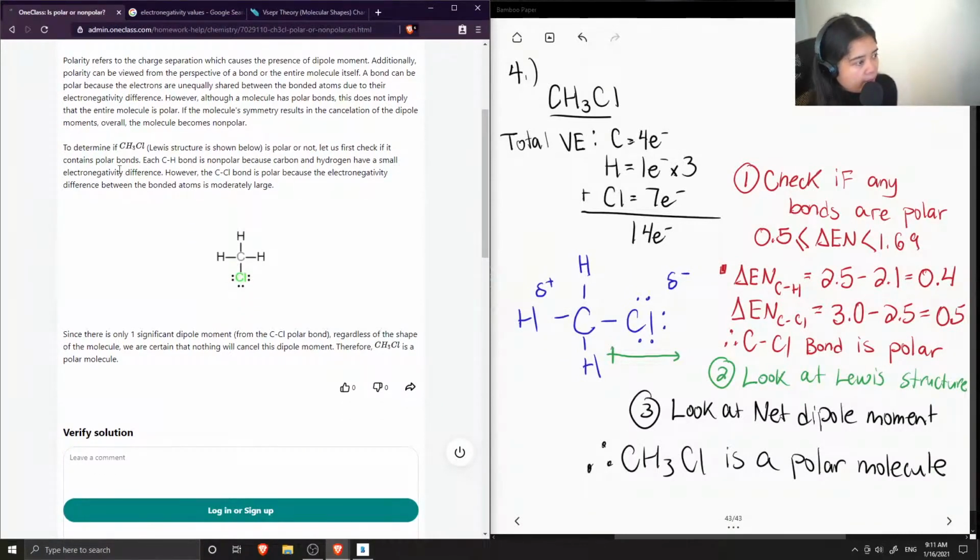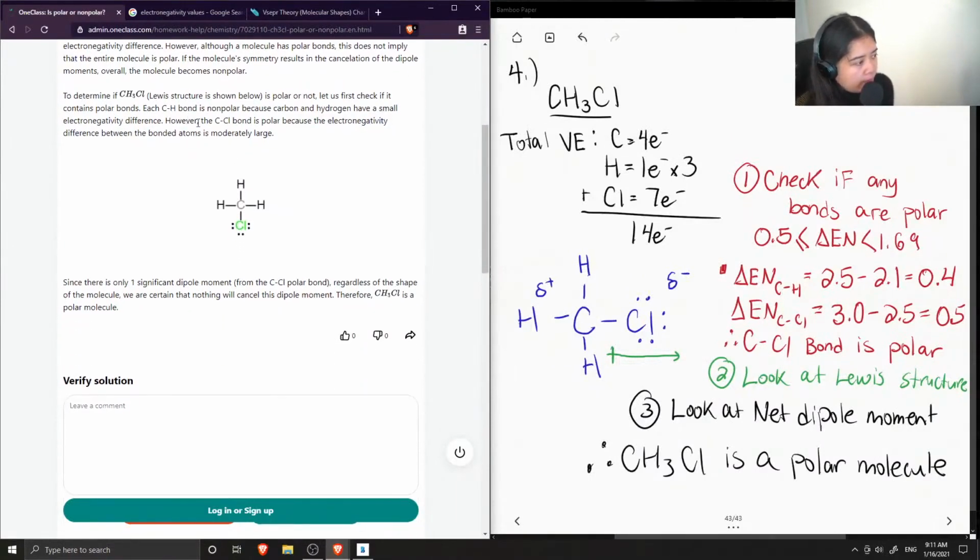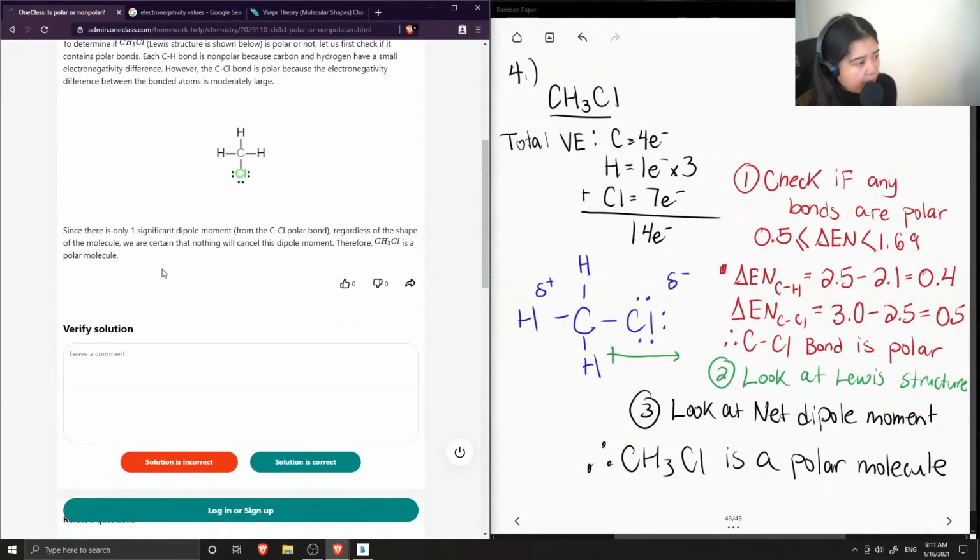Let us first check if it contains polar bonds. Each carbon-hydrogen bond is nonpolar because carbon and hydrogen have a small electronegativity difference. However, the carbon-chlorine bond is polar because the electronegativity difference between the bonded atoms is moderately large. Since there is only one significant dipole moment, regardless of the shape of the molecule, we are certain that nothing will cancel out this dipole moment, and therefore CH3Cl is a polar molecule. Okay, so this solution is correct.